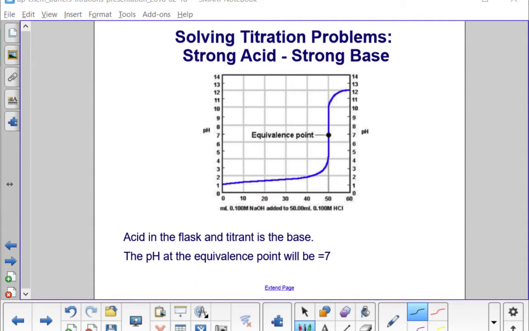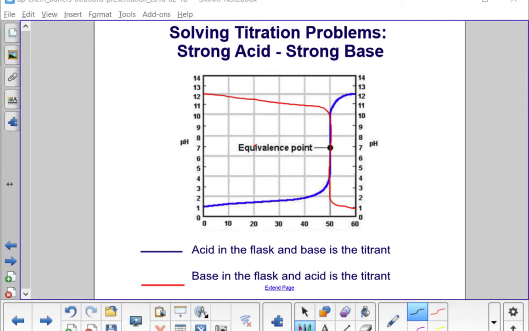If I start with acid in the flask and I titrate it with base, again, I start with a really low pH down here. This is my zone 1, my starting pH. Then, after a small amount of base, the pH only increases slightly. At the equivalence point, because we're talking about a strong acid and a strong base, that has to happen at a pH of 7. And then, of course, a very small addition of any more base will cause this rapid increase in pH until it levels off.